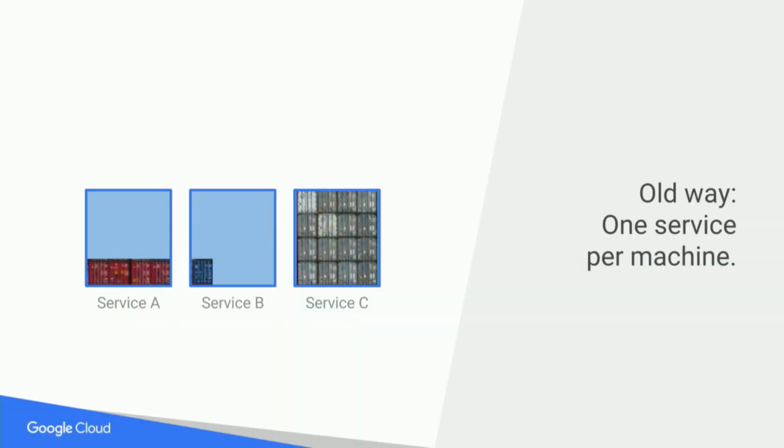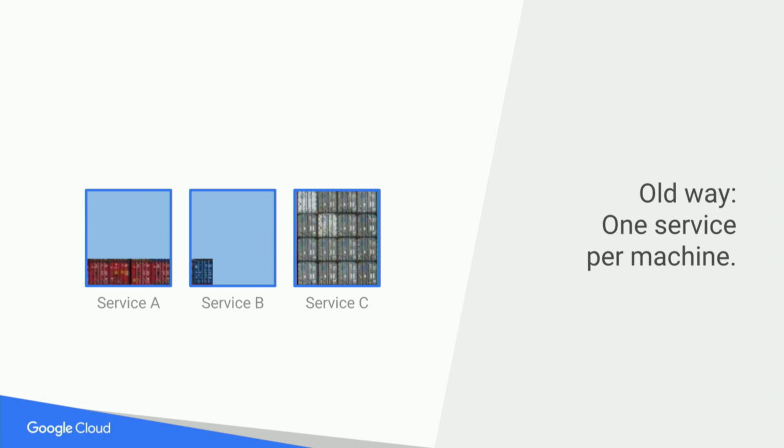So if we look at resource optimization, this is the old way that we used to manage resources. Right? We have 3 different services here. The blue boxes are each individual machines, and you have a service running per machine. So anytime you need to scale a service, you just keep adding more of that service to the machine that it's running on. But let's look at service C.